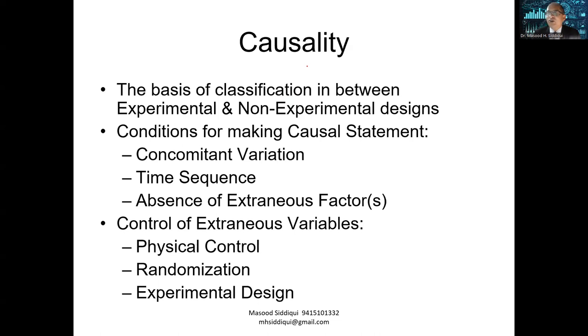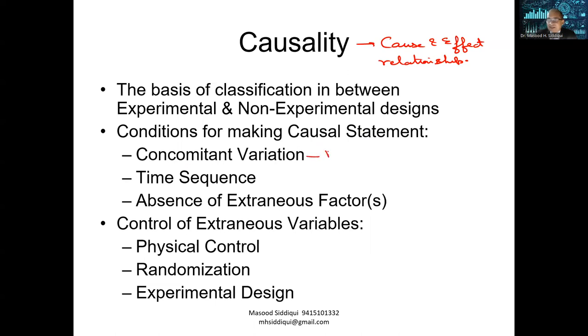So in order to establish a cause and effect relationship, causality is actually establishing the cause and effect relationship. The experimental research design provides causality, or a cause and effect relationship can be established through experimental research design. Now we will be discussing what are the conditions for making any causal statement. Causal statement means establishing the relationship between cause and effect. So the first one is the concomitant variation.